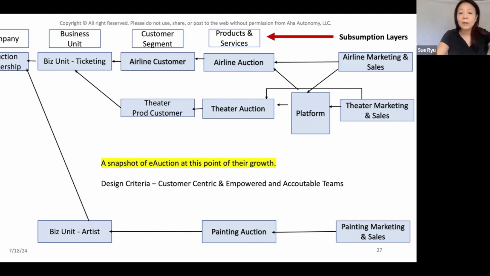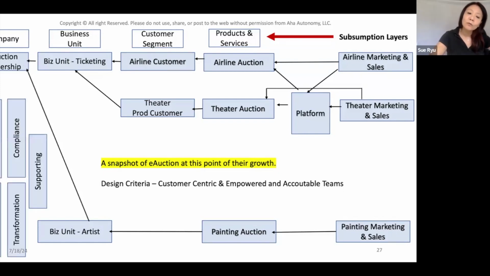So let's take a look. What are the subsumption layers for this organizational structure? Basically, these are the subsumption layers. On the bottom is the product and service again, right? That's the bottom layer. Then the customer segment, overseeing the value proposition for that particular customer segment, and the business unit looking at the portfolio of customer segments, and then the company.